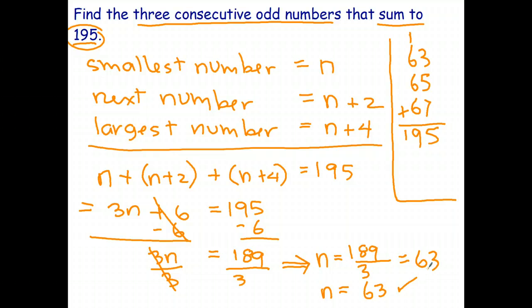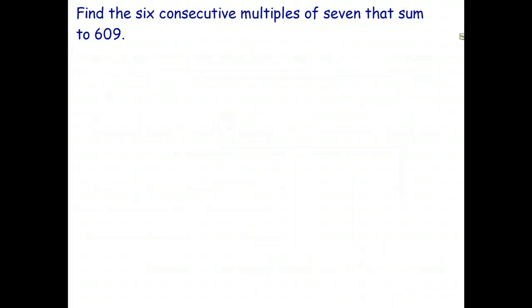So what you are expected to do for this question is not do it in your head. It's not that hard to do that way, but to practice using algebra to solve questions like this. Okay, your turn to try this question. 6 consecutive multiples of 7 that sum to 609. So you've got to think about how far apart each of those multiples of 7 are. Okay, stop the video, have a go, solve it using algebra, check your answer, and then come back and see how you went.